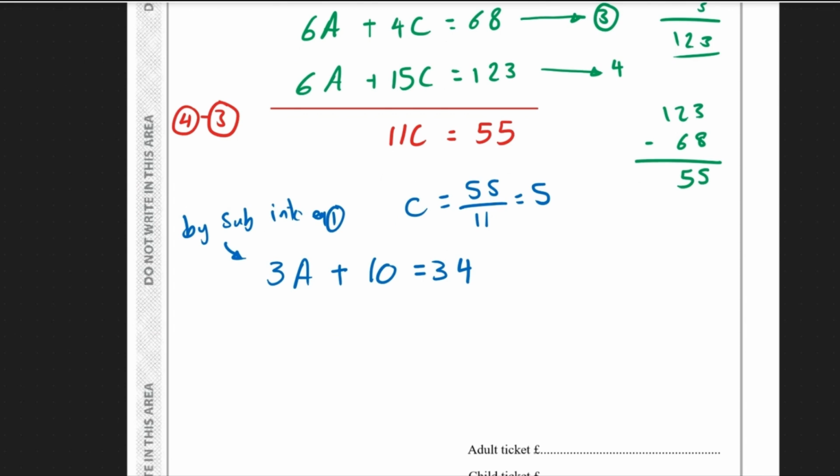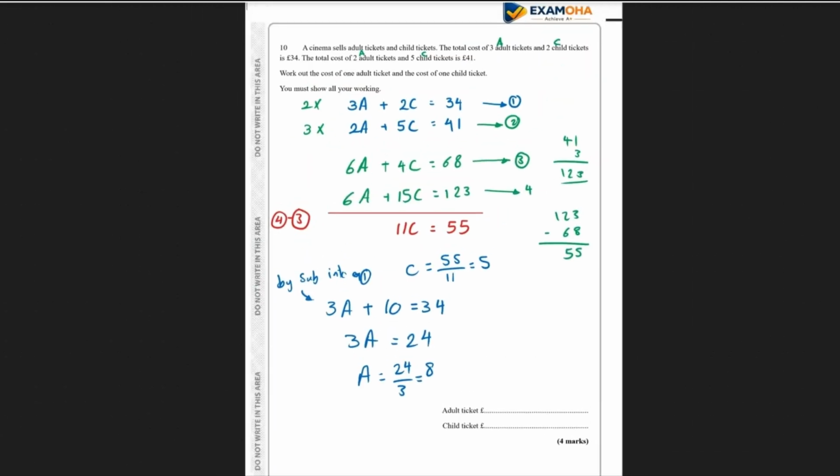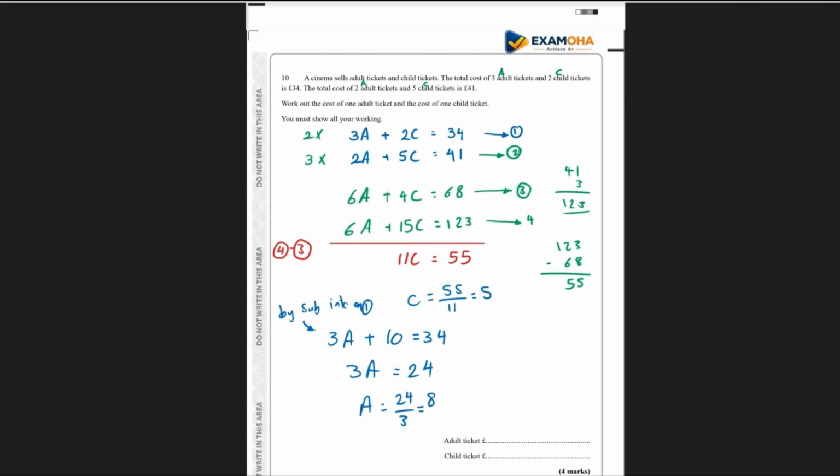And again, bring 10 plus 10 over to the other side as minus 10, it would be 34 take away 10 would be 24. And now we have 3 times a on this side, bring it over to the other side. If it's times, it goes to the other side as a divide. That means a equals 24 divided by 3 equals 8. So now we got the value of the child ticket and adult tickets. Adult ticket would be £8 and the child ticket would be £5.